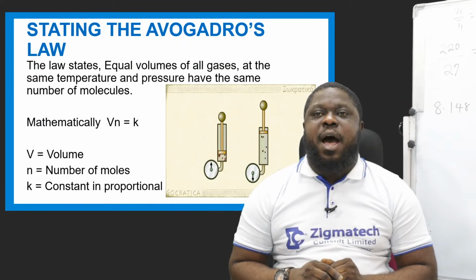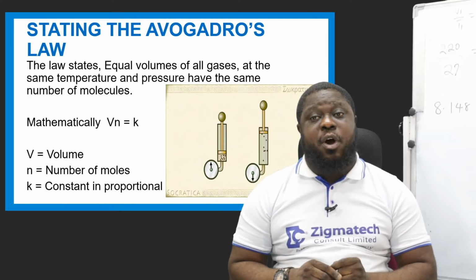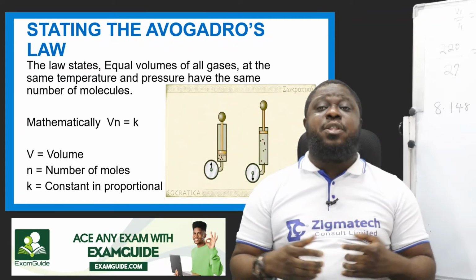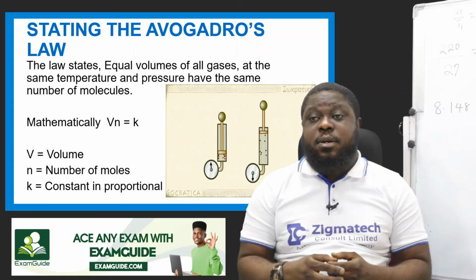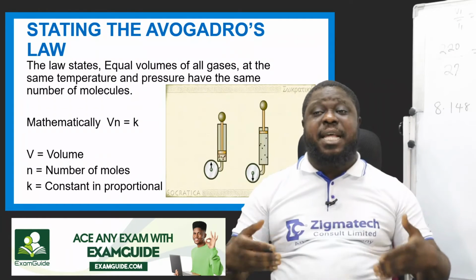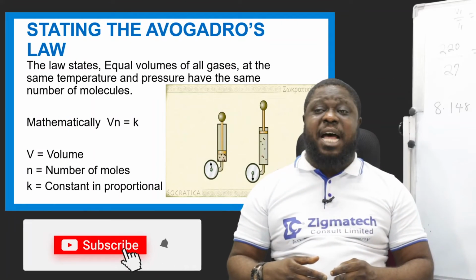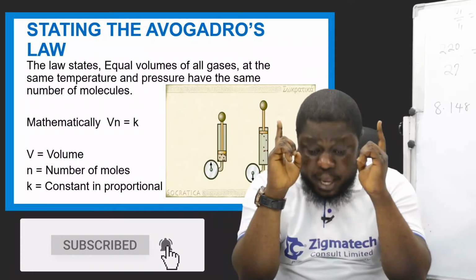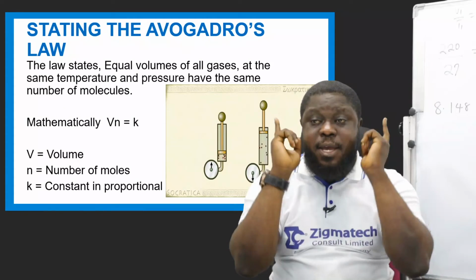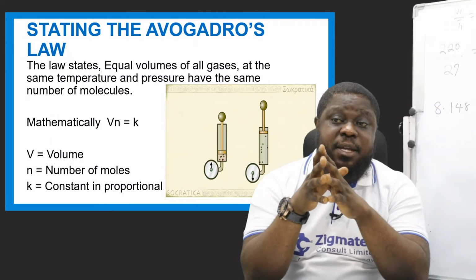Stating Avogadro's law: equal volumes of all gases at the same temperature and pressure have the same number of molecules. In essence, if hydrogen and oxygen are equal in volume and they are placed under the same temperature and pressure, they will have the same number of molecules. It's telling us that the movement of the molecules will be the same, the size of the molecules will be the same, the number of the molecules will be the same, and the escaping tendency will be the same.